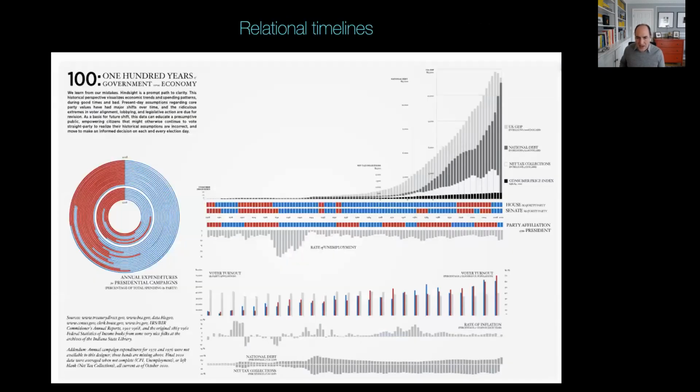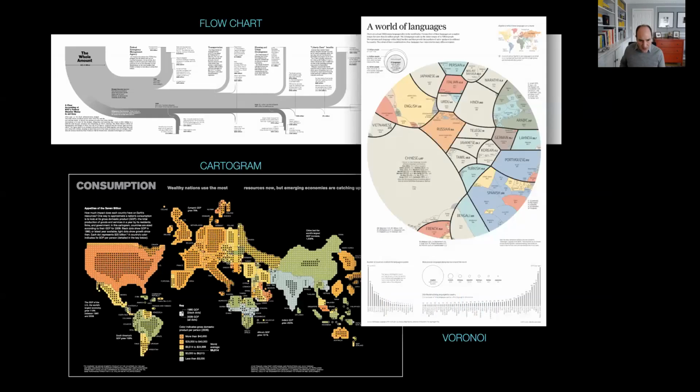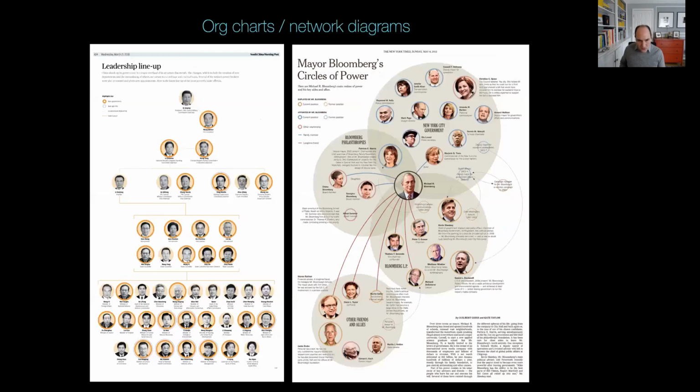Timelines that are more relational, where we are comparing different things over time. For example, here is a comparison of inflation, voter turnout, unemployment, many things together on a timeline to establish comparisons. And these are all other different types of showing data that go beyond the scope of this workshop, of course. But if you are curious, try to learn a little bit more about all of those.